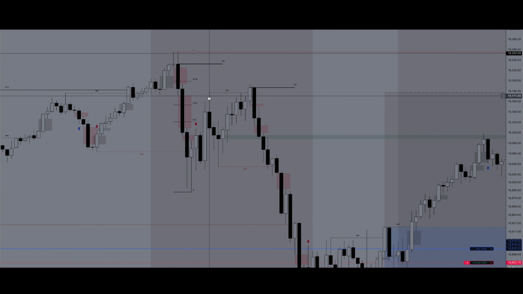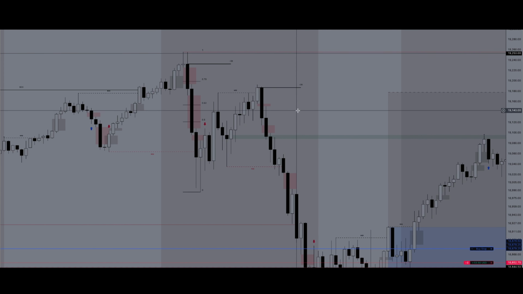Then again, we get another sweep of the high here. So it was kind of a fake retracement here, pull down, didn't break any of the lows, and then retrace back up again for the 4-hour candle at 10 a.m. This is actually at 11, and then it sells off again between the 62 and 79 area.